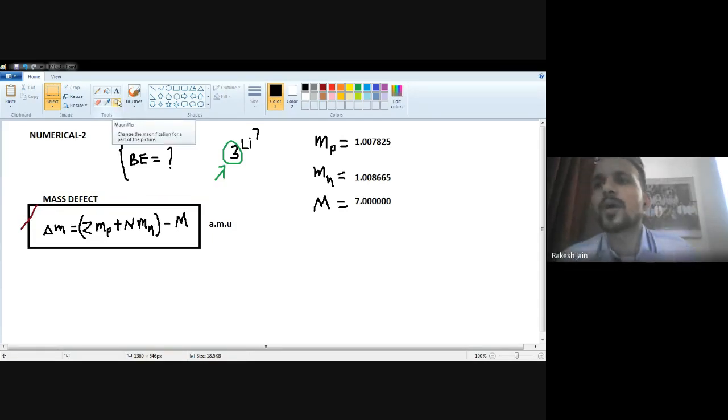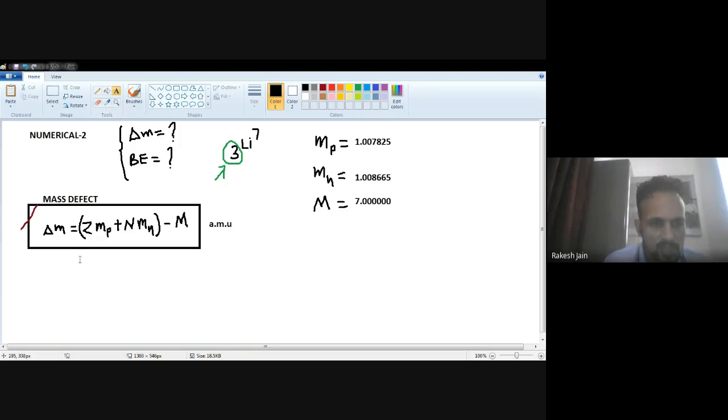One person, Sagar Kumar, have already been solved this question and sent the answer of binding energy previous question. So that was correct. That is very good. In chat box, I just see.